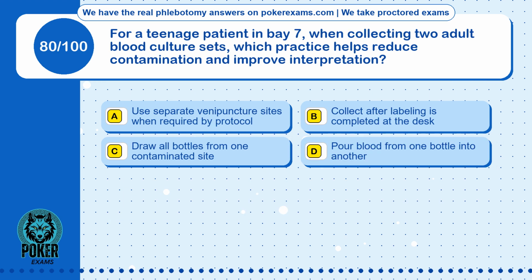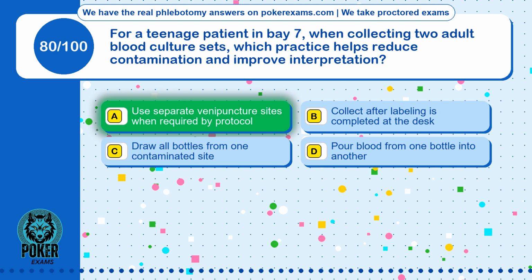Question 80. For a teenage patient in Bay 7, when collecting 2 adult blood culture sets, which practice helps reduce contamination and improve interpretation? Option A. Use separate venipuncture sites when required by protocol. Option B. Collect after labeling is completed at the desk. Option C. Draw all bottles from one contaminated site. Option D. Pour blood from one bottle into another.